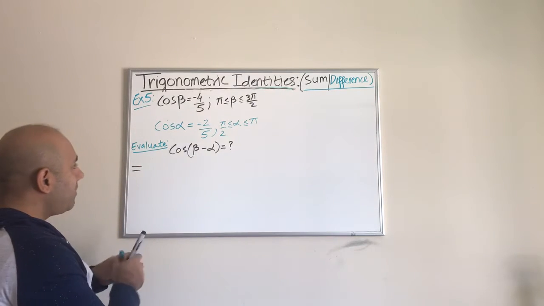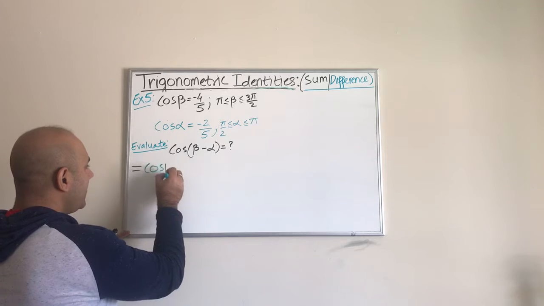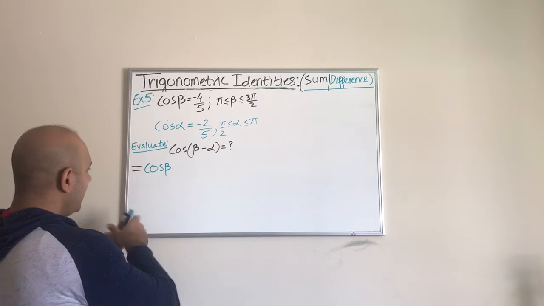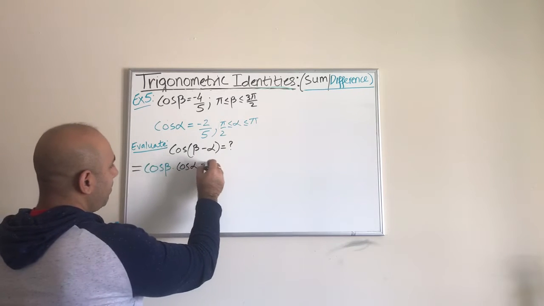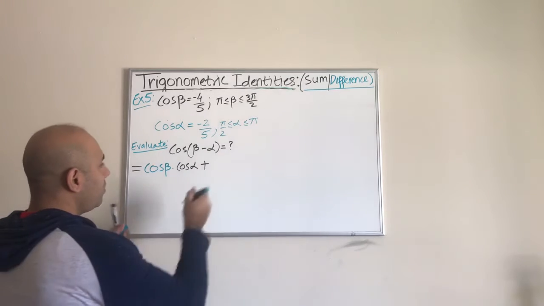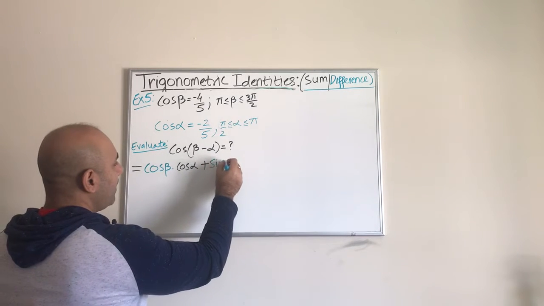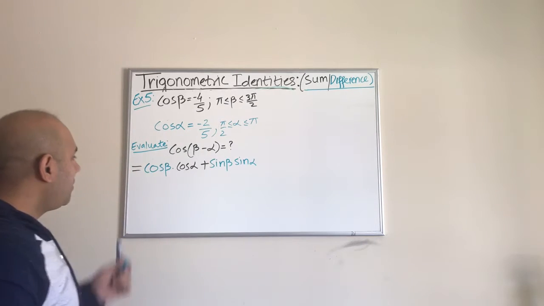So cosine of a minus b, in this case beta minus alpha, is cosine of beta times cosine of alpha, right? And then there's a plus. Remember, if there's a minus here, you get a plus. Then the other two pieces are going to be the sine of beta and the sine of alpha, okay? So we should first write it out.